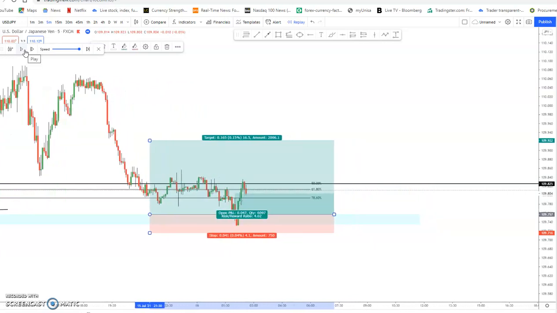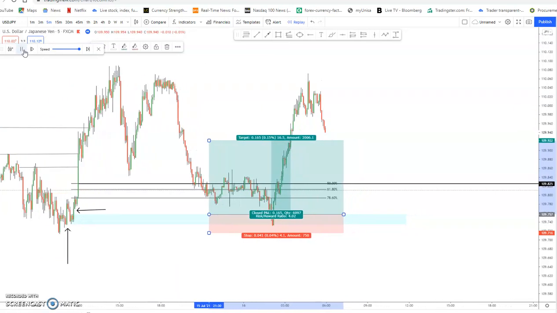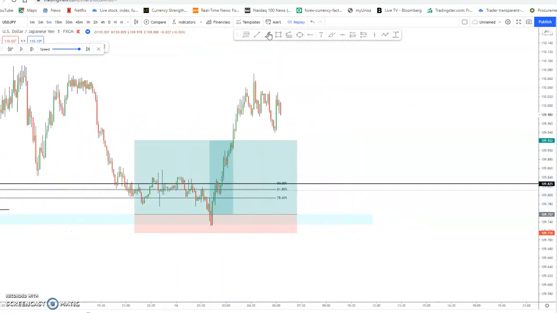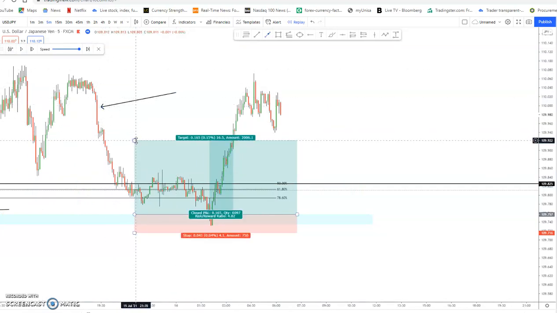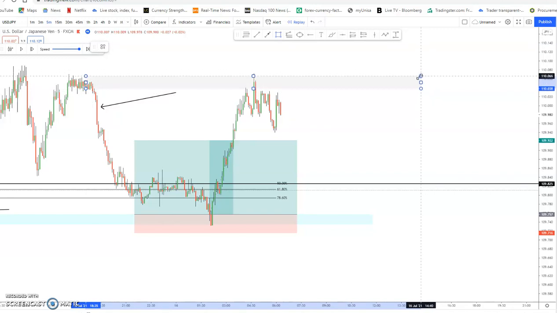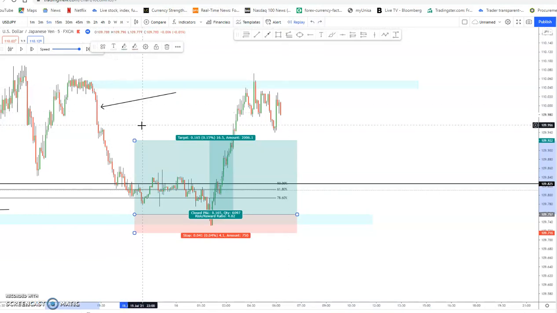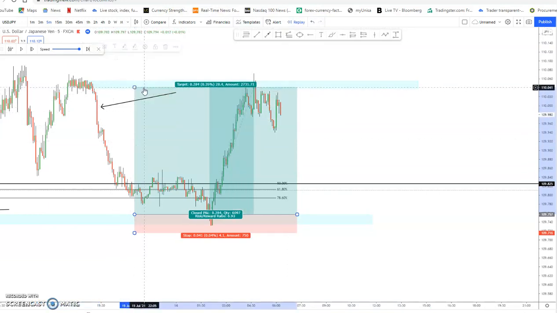Okay, there you are in the trade. You see how it's filling the imbalance over here. So it filled this imbalance. If you wanted to target the imbalance and obviously this valid OB that broke structure over here, that would be 6%.